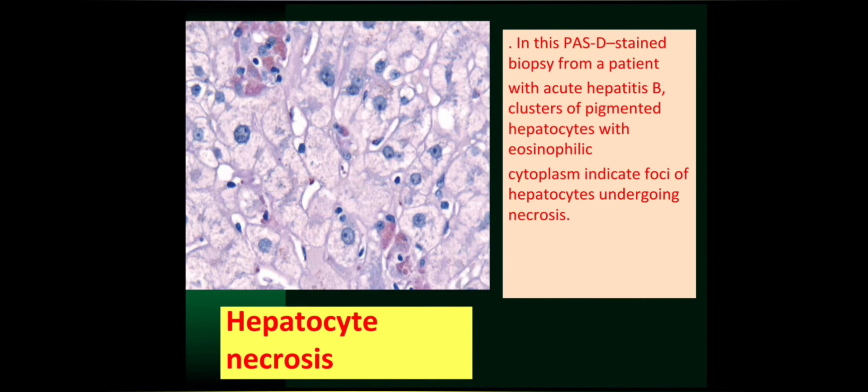disappeared. This is a stained biopsy from a patient with acute hepatitis B. You can see clusters of pigmented hepatocytes with eosinophilic cytoplasm, indicating foci of hepatocytes undergoing necrosis. This is single cell necrosis of the hepatocytes. These are the normal hepatocytes.